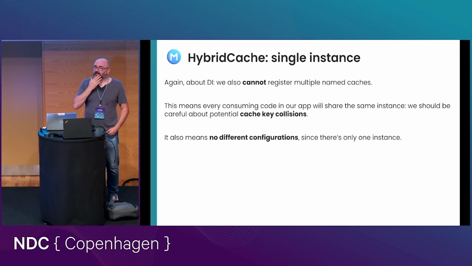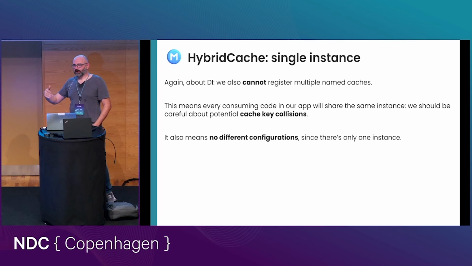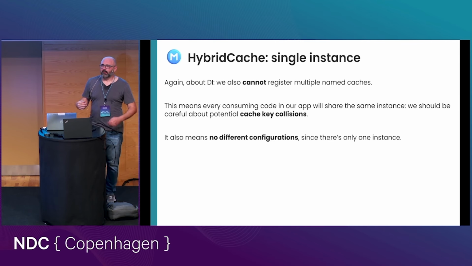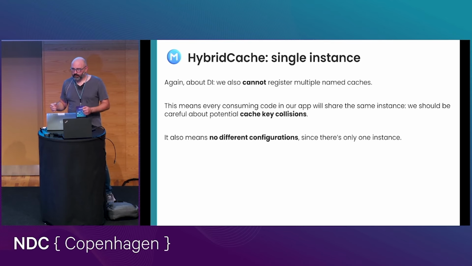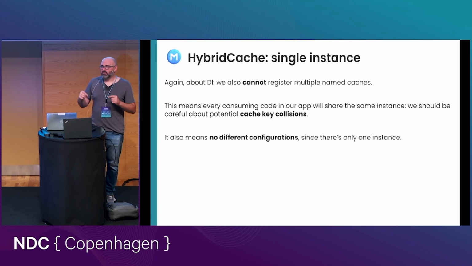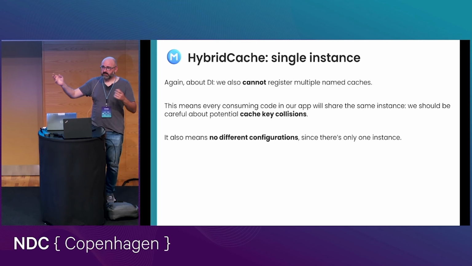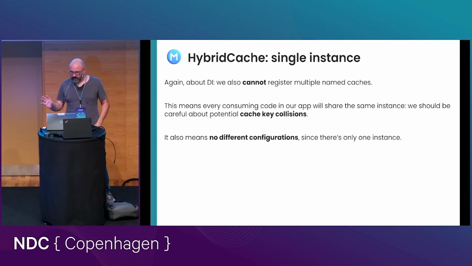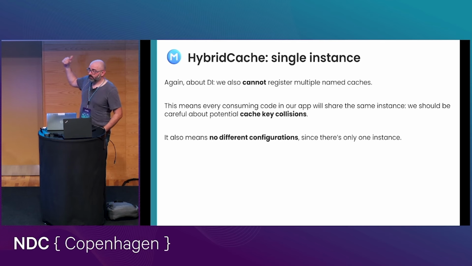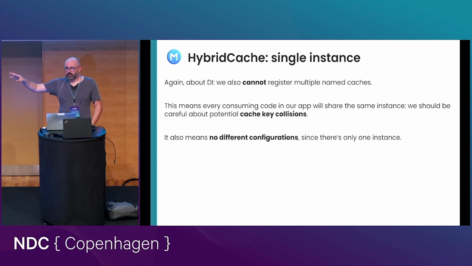Another thing is that it's only a single instance. Now, the point of a cache is to be shared. That's, of course, a given. But oversharing can be problematic. For example, if any piece of code in your application is forced to use the same cache instance, you may have cache key collision issues because multiple pieces of code can end up using the same cache key. You should be careful, you should use prefixes, suffixes, and so on, but it's not a given, so you need to be very, very careful. And also, again, no different configurations are possible. So if you want L1 plus L2, it's just one, so everybody will be L1 plus L2.